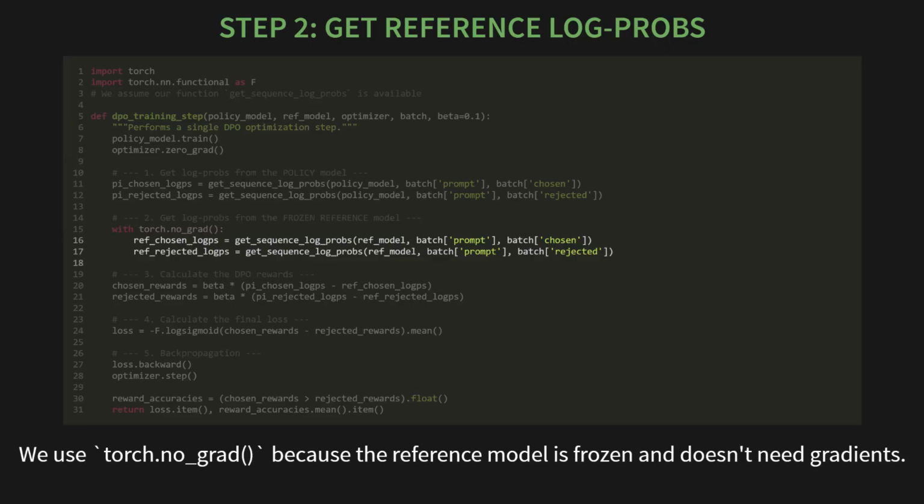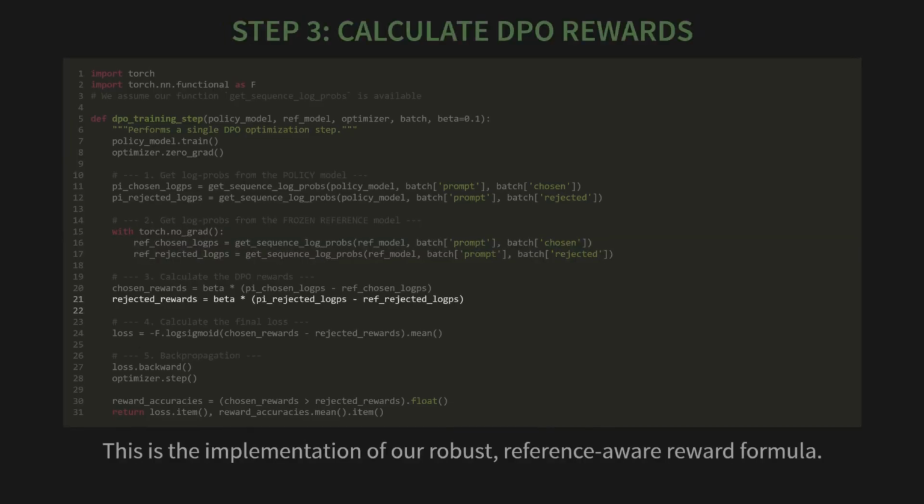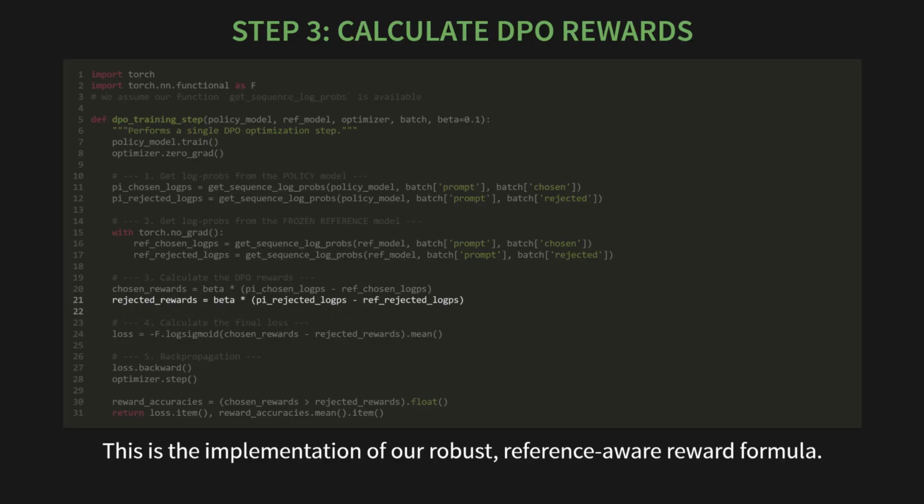Step 3. Calculate DPO rewards. Now for my favorite part. We get to see our formula in action. We calculate the chosen rewards, which is just beta times the policy log probs minus the reference log probs. And we do the same for the rejected rewards. This is the implementation of our robust, reference-aware reward formula. It's happening!